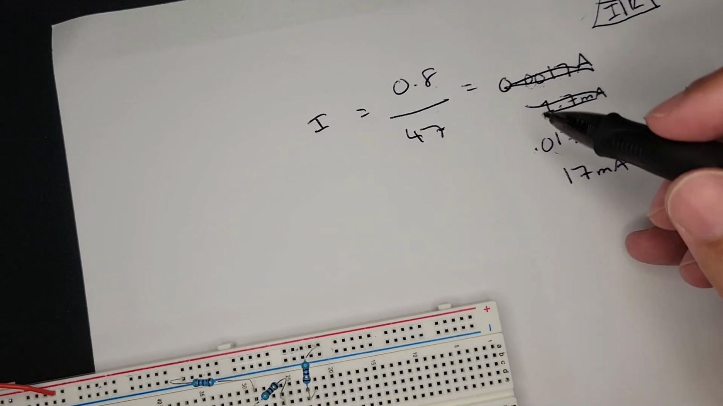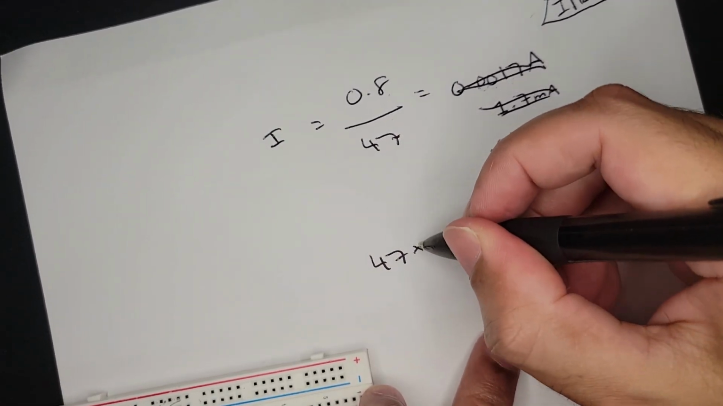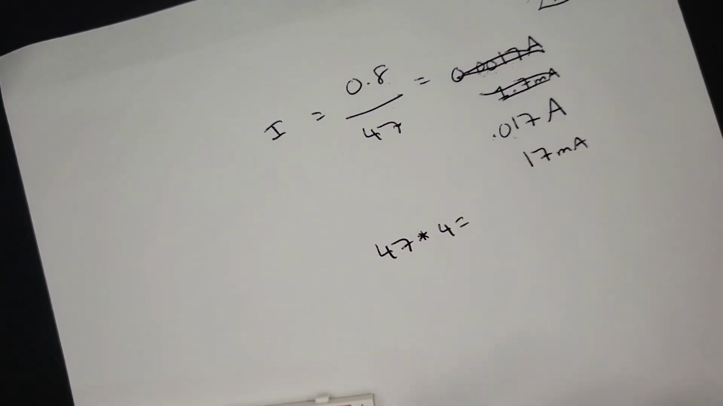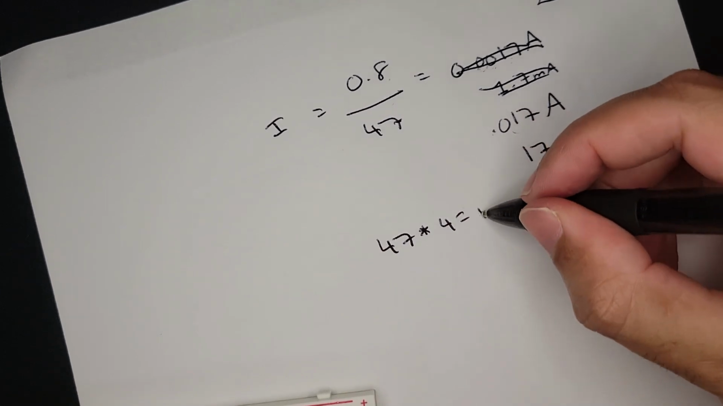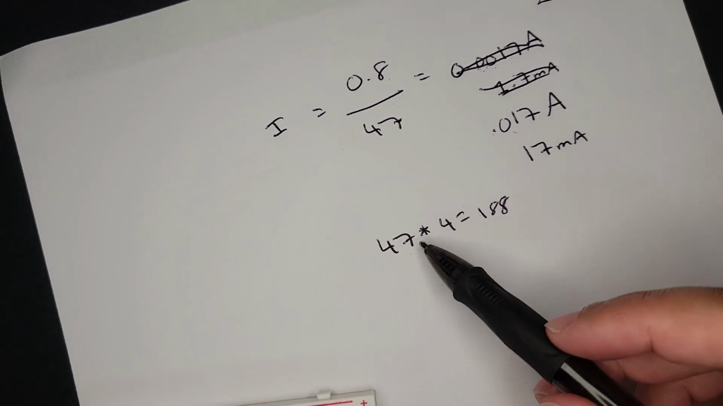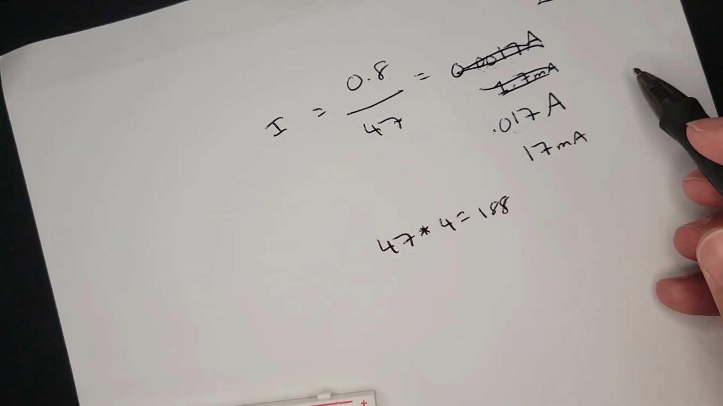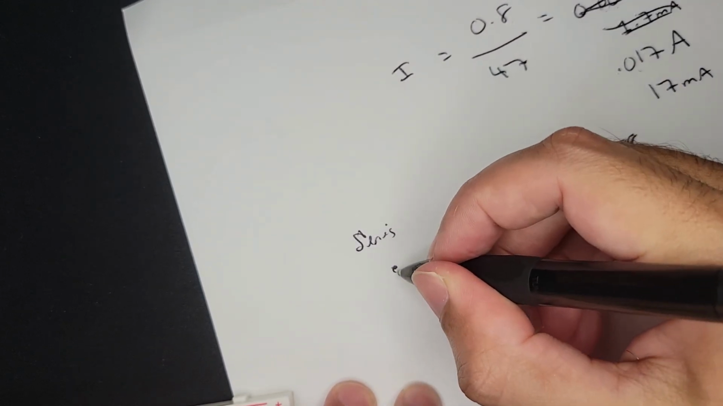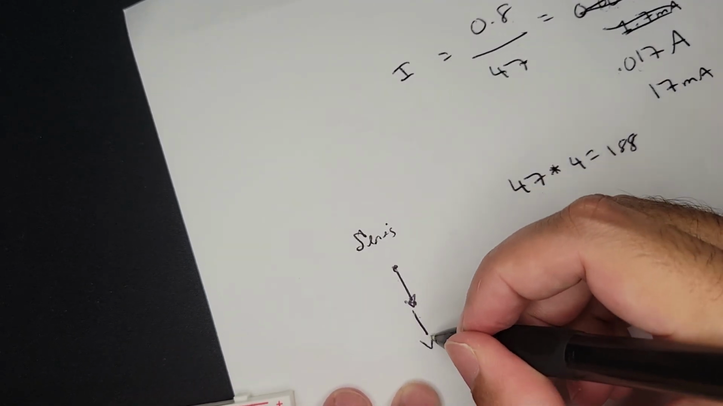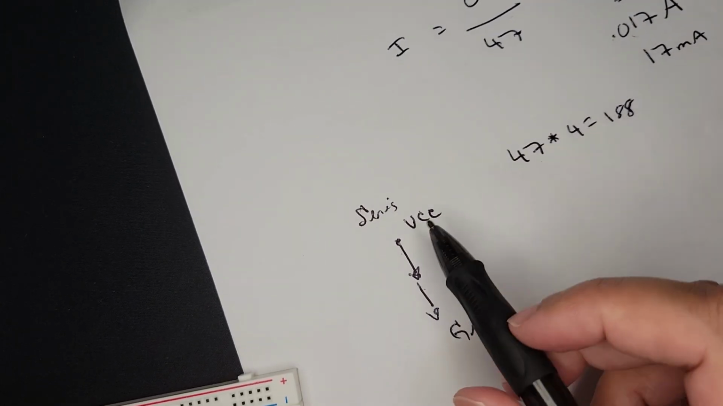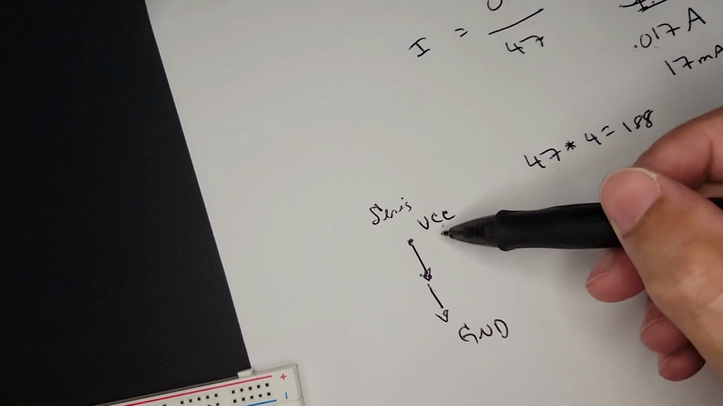So we can see that 47 times 4, because we have 4 of them in series, is 188 ohms. And again, we're just adding them up, 47 plus 47 plus 47 plus 47, because they're all in series. And series is just one to another, and then this could be our voltage source, and this could be ground. There's nowhere else for it to go. All of the current has to go through one source.